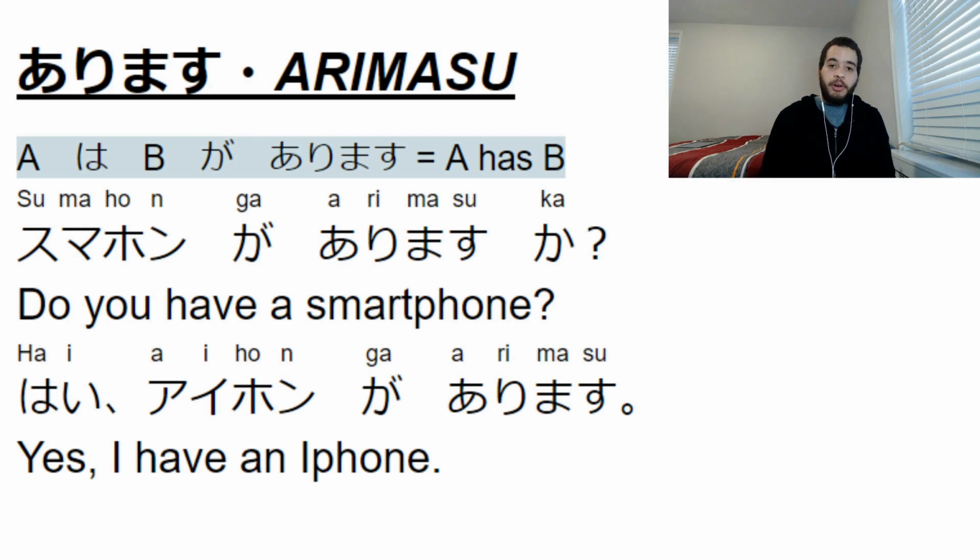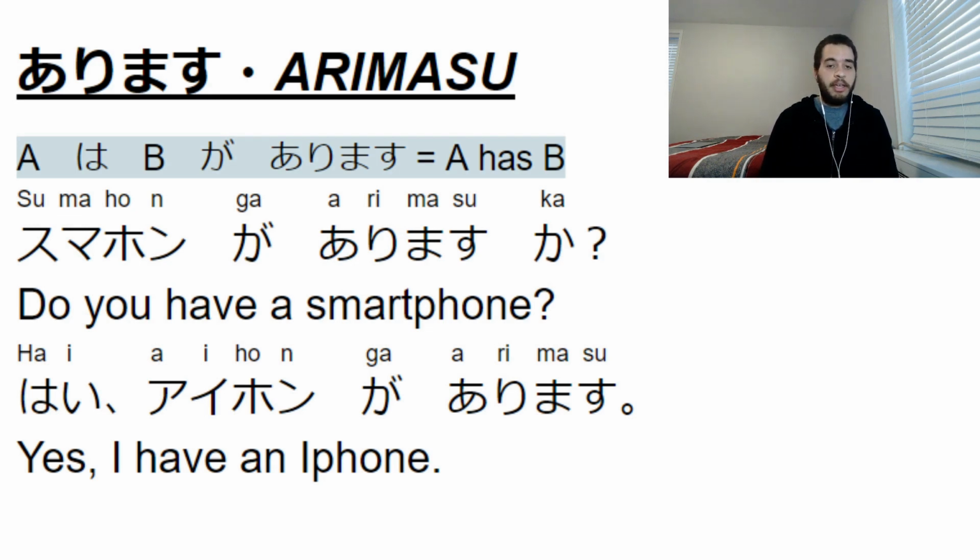Alrighty, so our third verb for this video is あります. あります is used the same way as います, but there's one catch. You can't use it with living things. So this will be used for objects. We're going to start off with A は B があります. A has B. スマホがありますか? Remember what we said before.